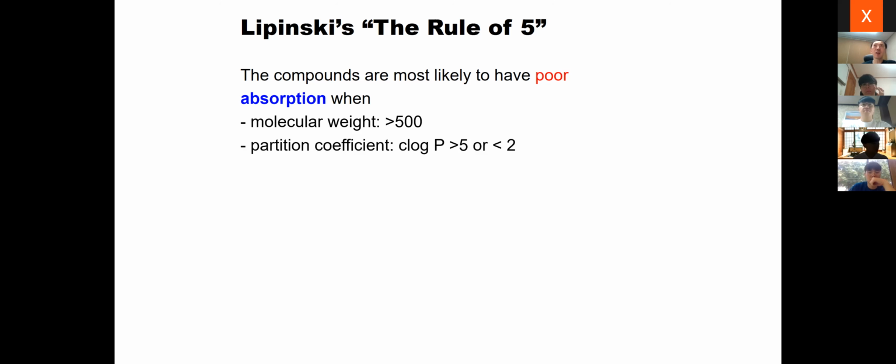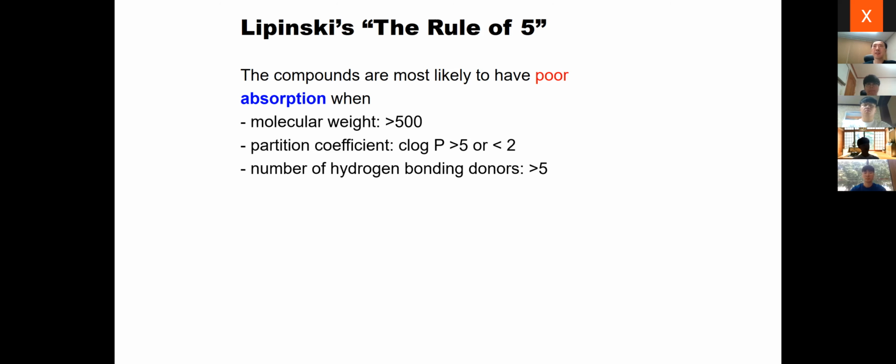The second one is the C log P. C log P value-wise, if it's higher than 5, it's too hydrophobic, then it binds to any membrane structure. Less than 2, too hydrophilic. So that means an ideal drug should be higher than 2, smaller than 5. That's the optimum condition defined by Lipinski.